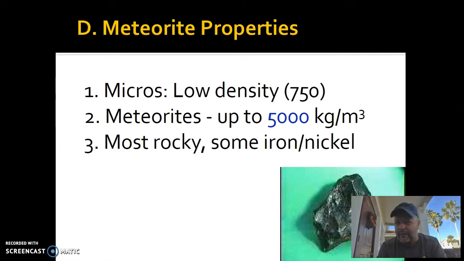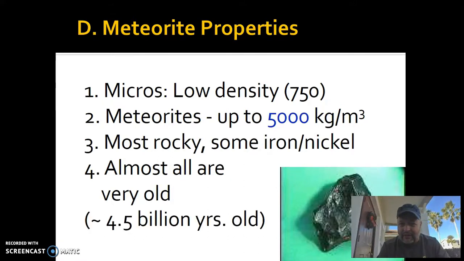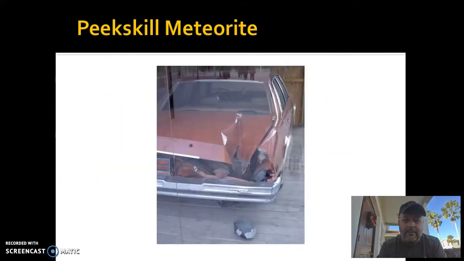You see a lot of them can be very, very dense, especially the ones made of iron and nickel. Again, we can assume most of them have been around, kind of primitive material from the beginning of the solar system. One famous example was the Peekskill meteorite. This was cool for a couple reasons. Number one, lots of people videotaped it, most famously from a football game.